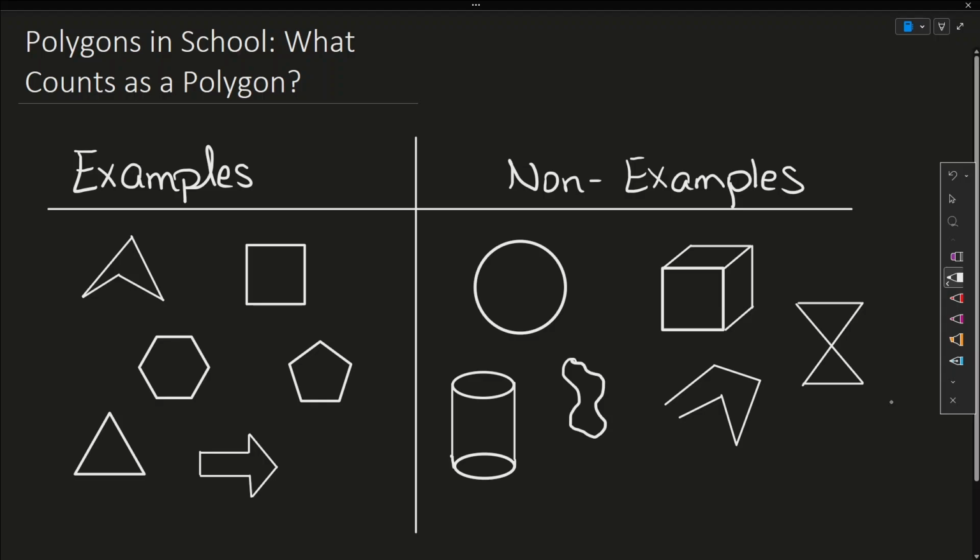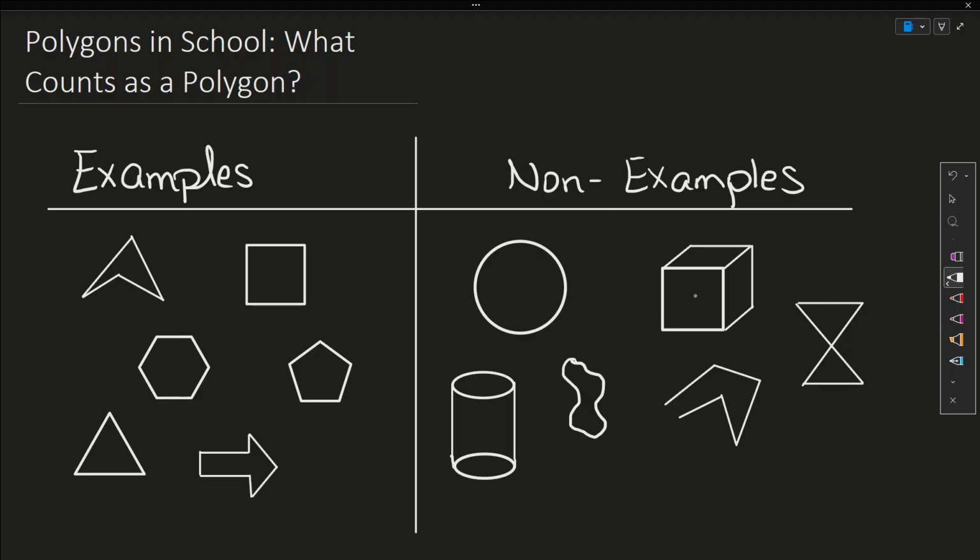For my non-examples, I have a circle, I have a cube, a cylinder, this weird shape with round curvy edges, this shape that doesn't fully close, and this shape with these edges that intersect. So why are the shapes in the first list polygons, but not the shapes in the second list?